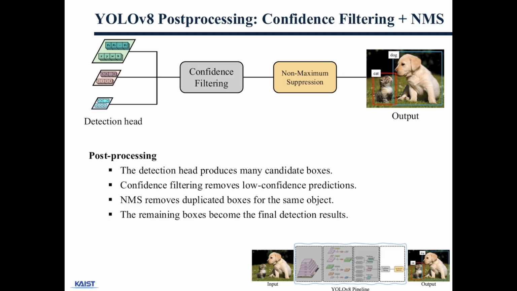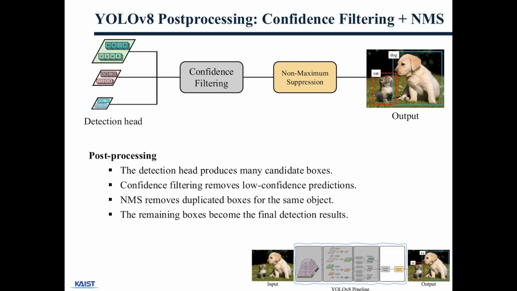The model may still predict several high-confidence boxes around the same object. For example, for one dog, the model might generate 5 or 10 slightly different boxes. They may all be reasonable, but we only want one final box for that dog. This is where non-maximum suppression, or NMS, is used. NMS compares overlapping boxes and keeps the most confident one while suppressing the others.